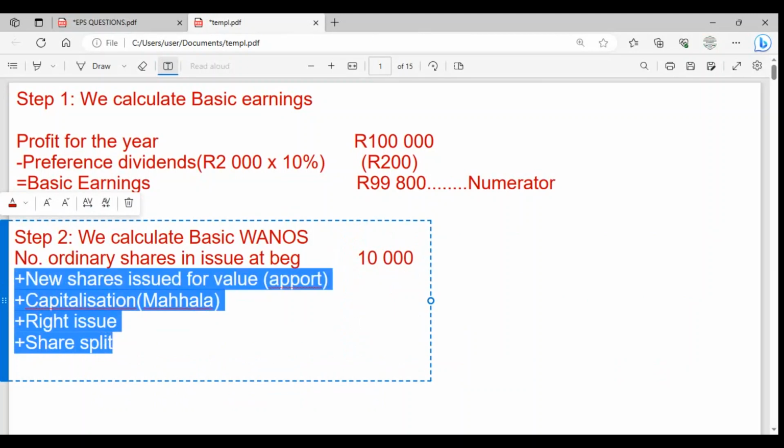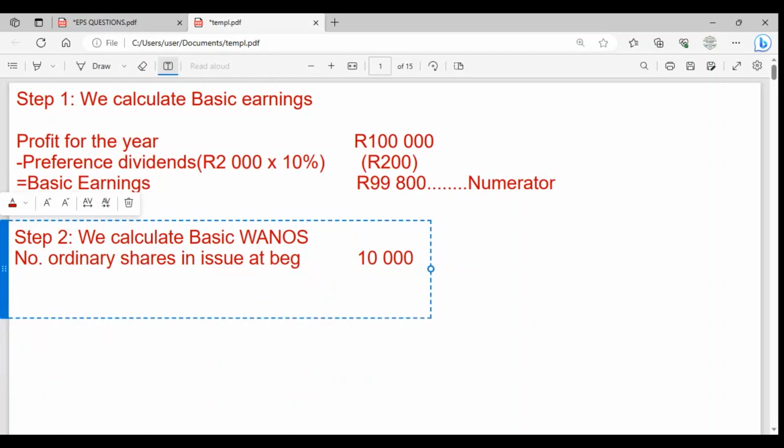I will do questions that will involve the capitalization of shares, rights issue, and share split. Don't stress. For now, we are still doing the basics. So we're going to include in this calculation only 10,000, which is the number of shares available at the beginning of the year. So the basic denominator is 10,000 because there were no changes in the capital structure.